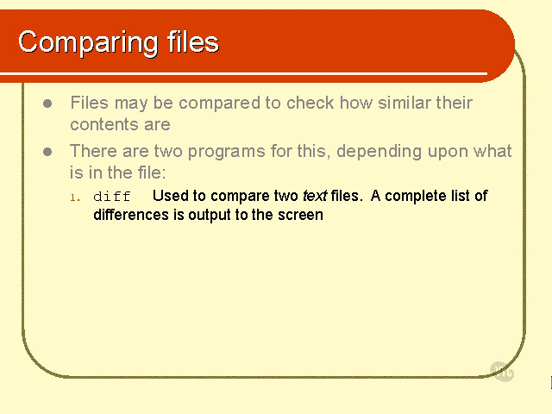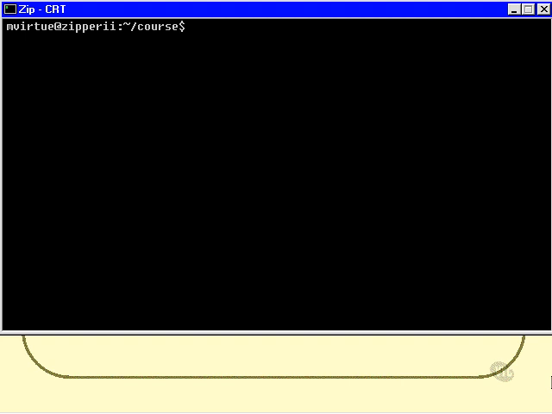It compares two text files. The files must be text files in the same way that the files that you use to display using cat, more, head and tail are text files. What diff will do is display a complete list of differences between the two files on the screen. This is how diff works.